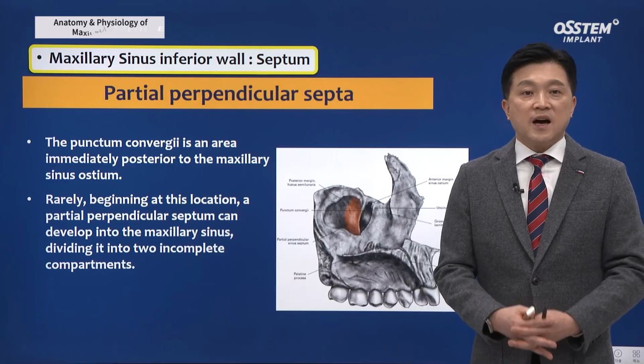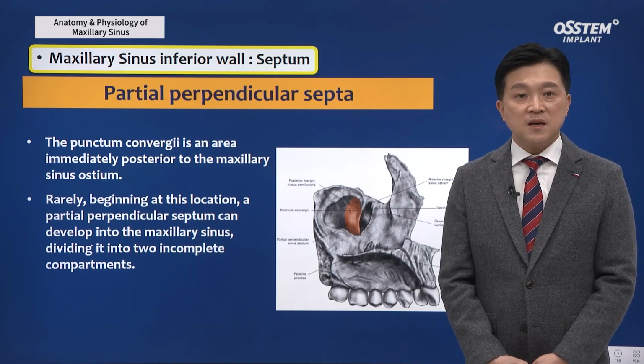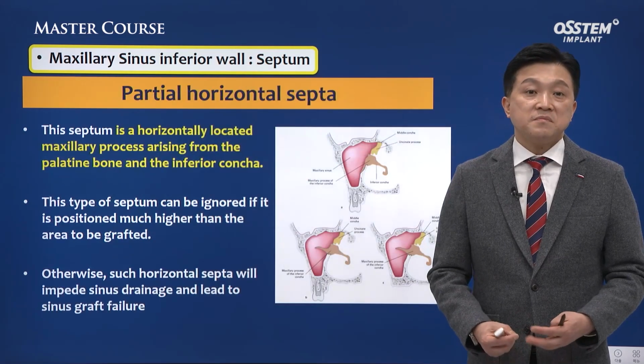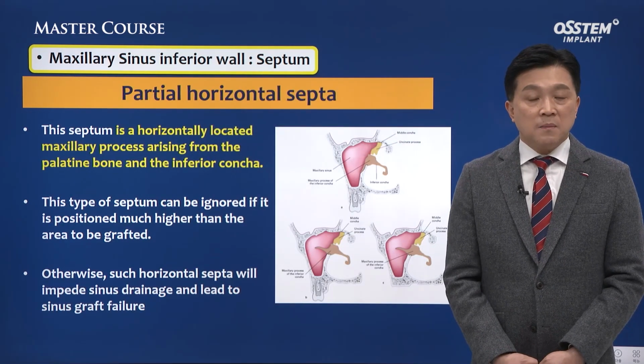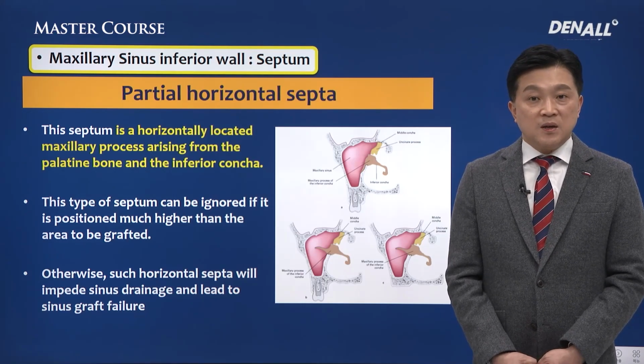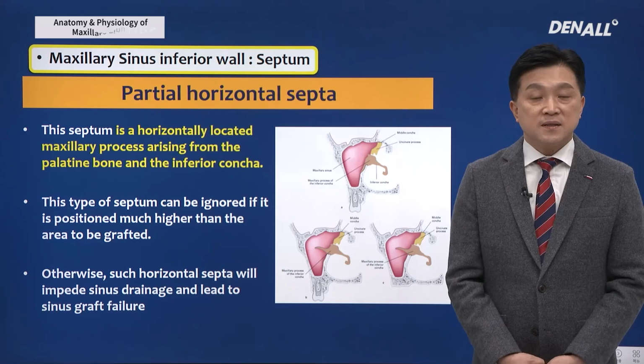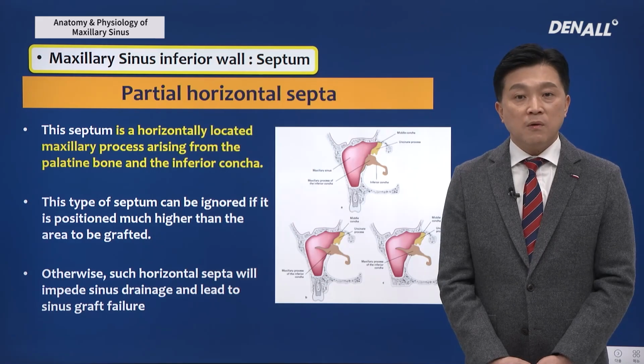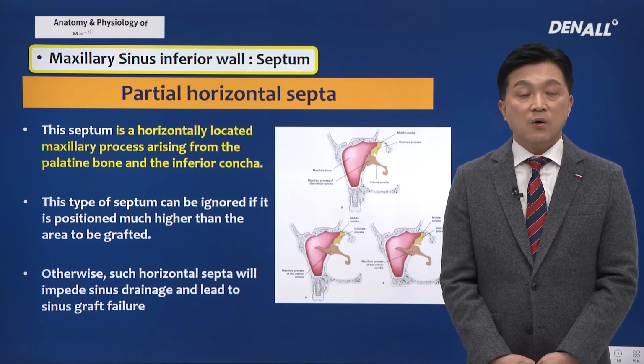Next is partial perpendicular septa. This septa exists immediately posterior to the maxillary sinus ostium. When partial perpendicular septa develops in the maxillary sinus, it can divide the sinus into two incomplete compartments. Next is partial horizontal septa. The partial horizontal septa does not exist in sinus floor and does not make sinus surgery more difficult. This septum is a horizontally located maxillary process arising from the palatine bone and the inferior concha.